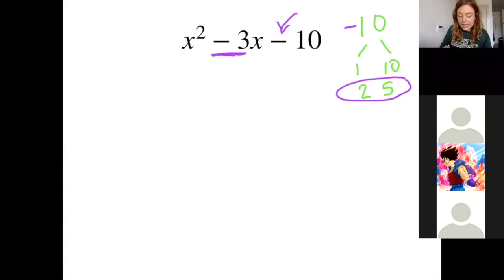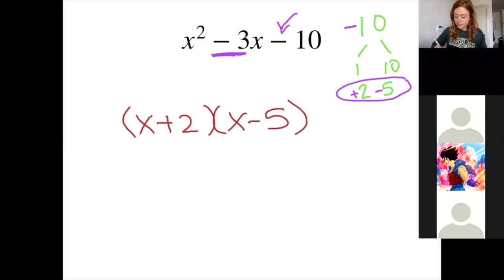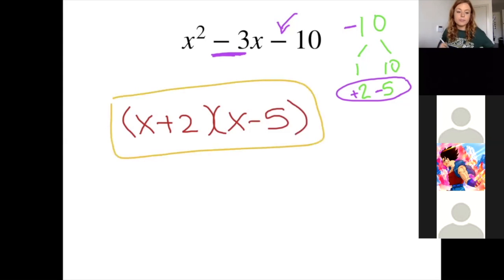And since this is a negative 3, the negative sign goes with the bigger number. So which one of those will it go with? Tell me in the chat. Yep, the 5. So the 5 would be negative. The 2 would be positive, because positive 2 times negative 5 gives me negative 10. So my answer, take your x's in parentheses: x plus 2, x minus 5. And that's your factored form. So we unmultiplied this big polynomial right here.